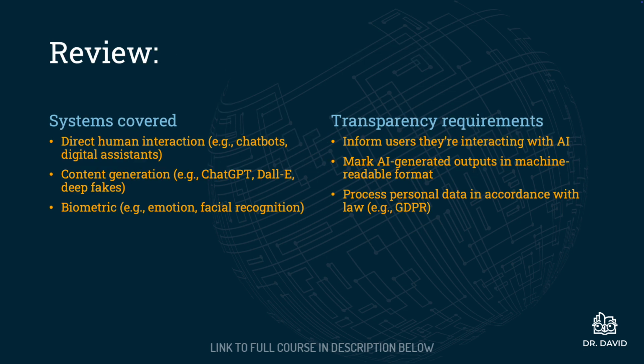In this lecture, we went over limited risk systems, which have transparency requirements. Covered systems include those that interact directly with humans, those that generate content, and those that use biometric identifiers. And requirements include informing users that they're interacting with an AI system, marking AI-generated outputs in machine-readable format, and processing personal data in accordance with the law.